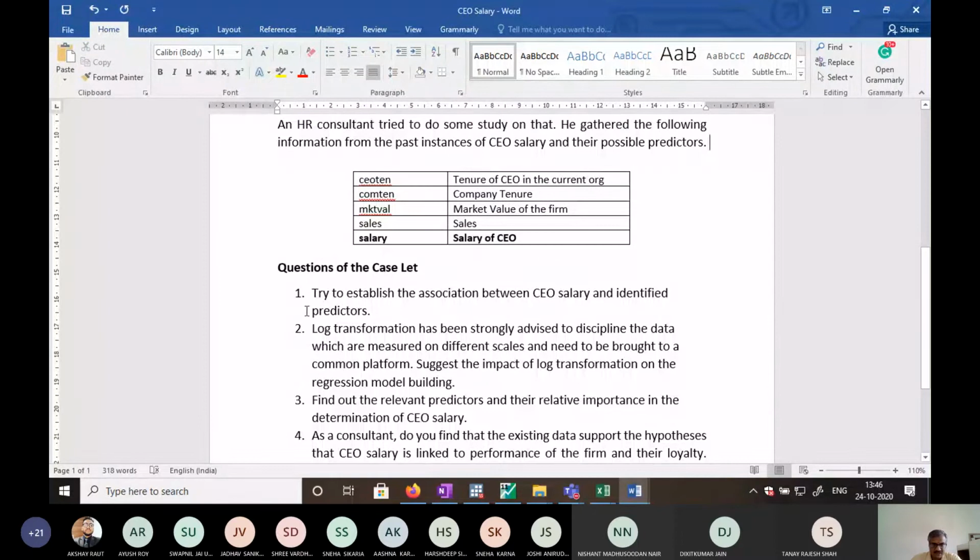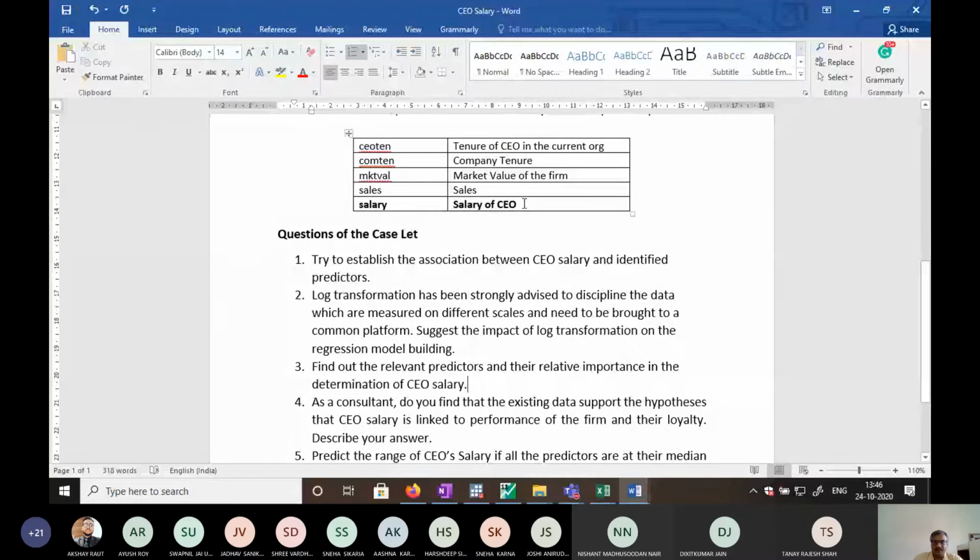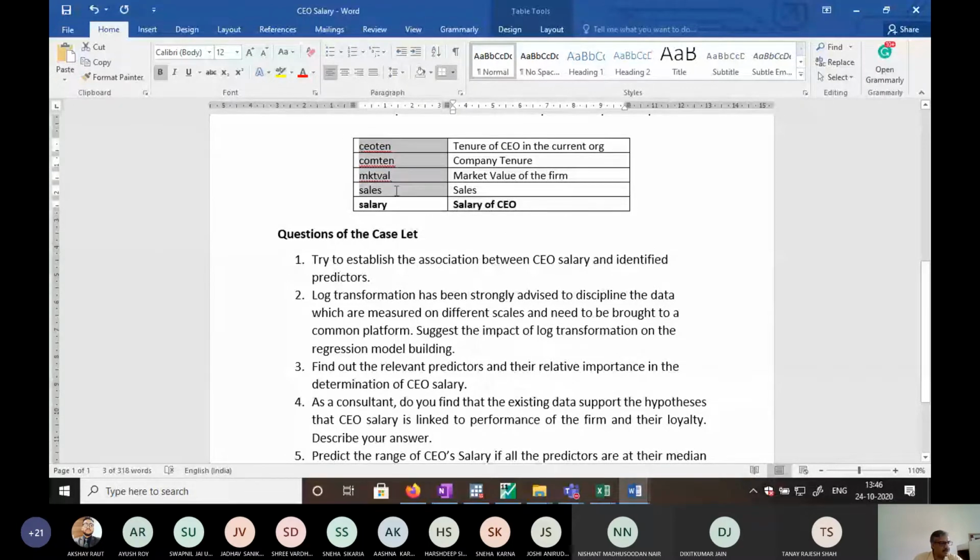So we'll start with the first question. We'll go through the questions first. The first is to try to establish the association between CEO salary and the identified predictors. Predictors, explanatory variables, regressors, independent variables are all terms which are used interchangeably. We will put salary as the dependent variable and have all these 4 variables as independent. We'll try to find out what the association is.